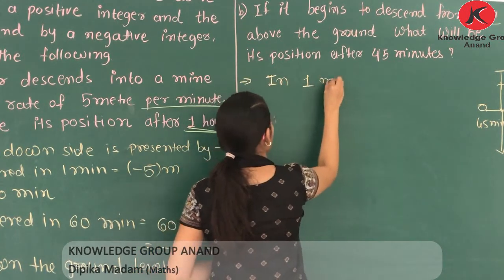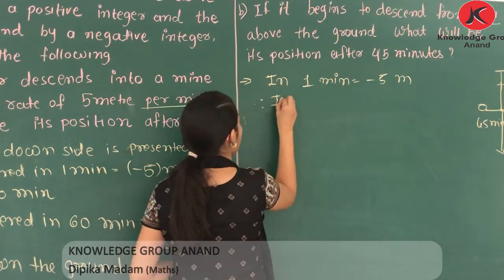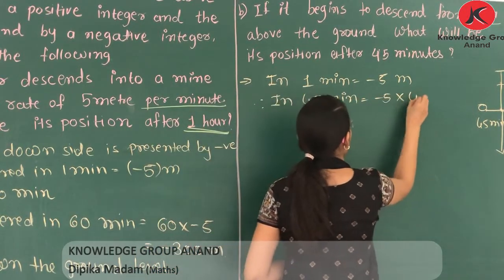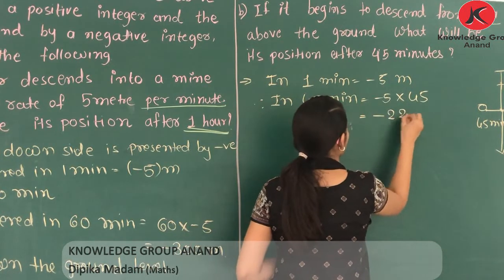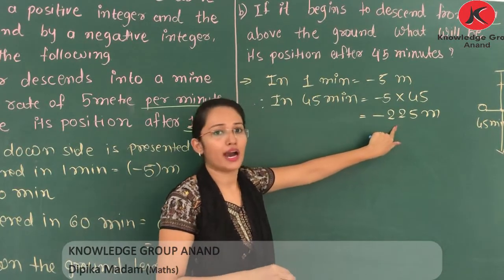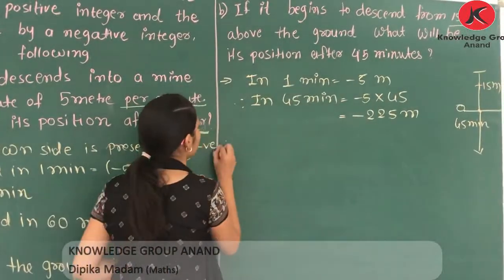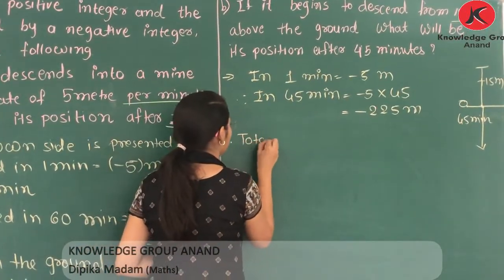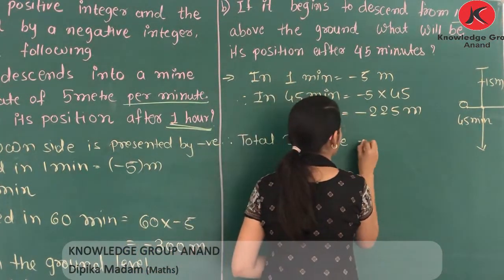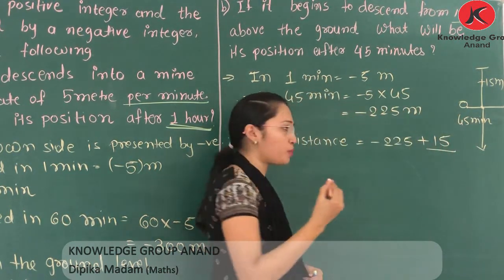In 1 minute, minus 5 meter. So in 45 minutes, minus 5 into 45. This is the distance covered downside after 45 minutes, but it is started from above. Plus 15, because 15 is positive.